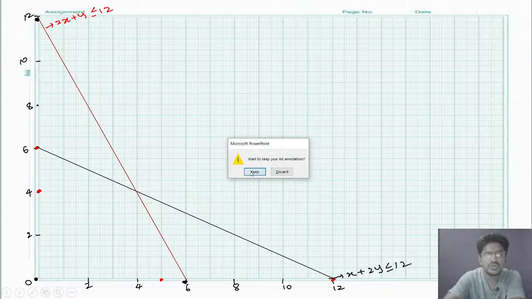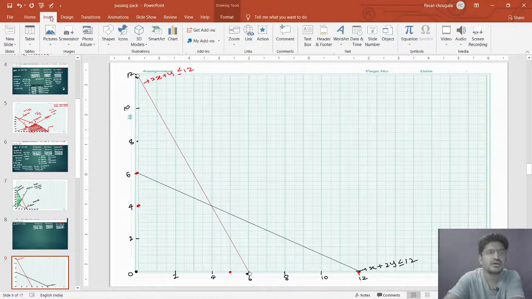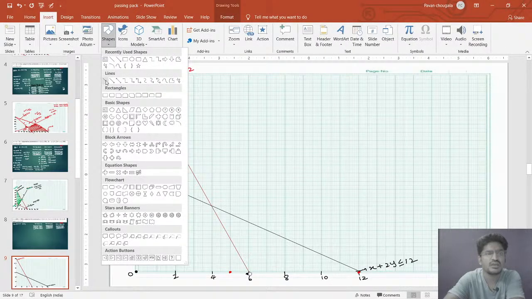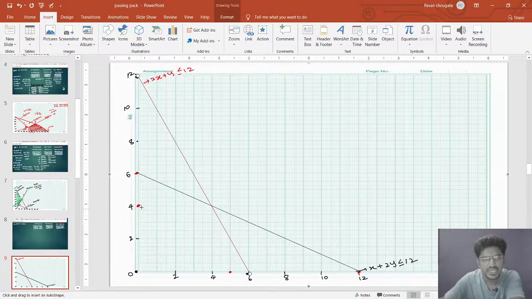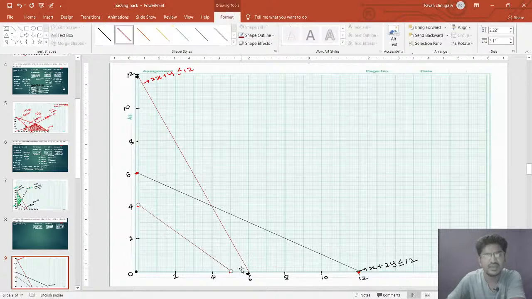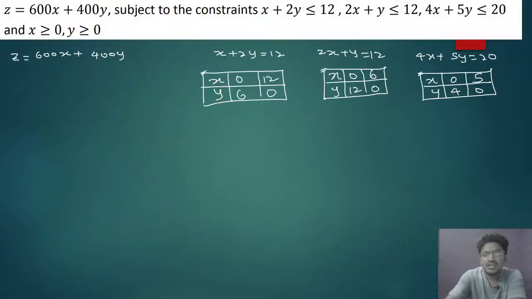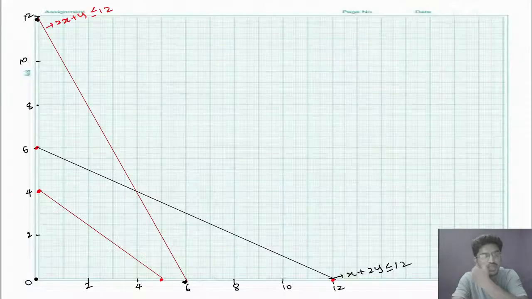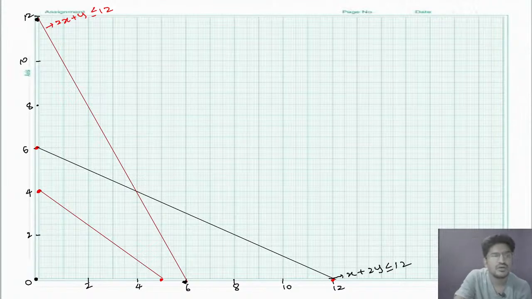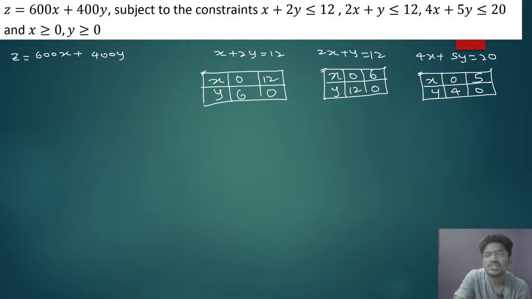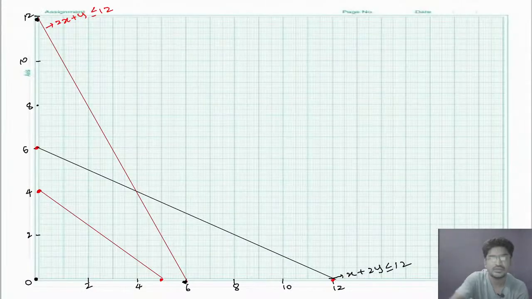So for joining these two terms, you can see that I have to insert the line here. Okay. So see this. This will be our third line. So now you can check true or false for this also. And the equation is 4x plus 5y lesser than or equal to 20.